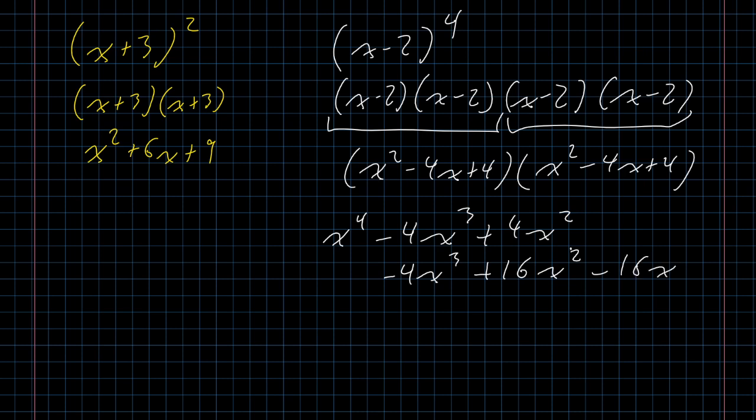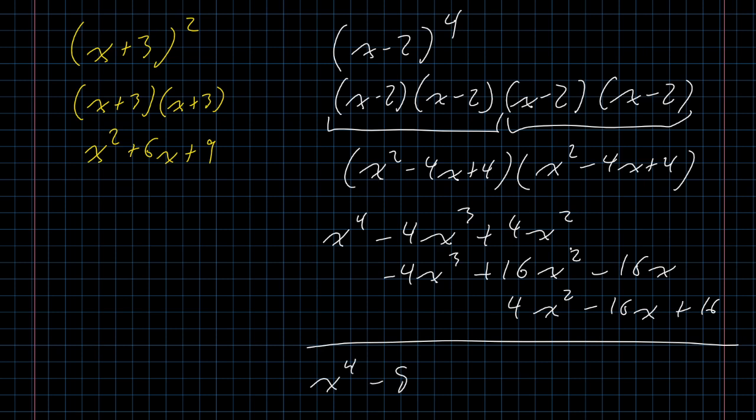These terms are too similar and I'm having trouble talking about them and keeping them all straight at the same time. This is why it's important to take your time and be careful as you go through these. But adding all of that up, it looks like I have x to the fourth minus 8x cubed plus 24x squared minus 32x plus 16, if I got everything correctly.